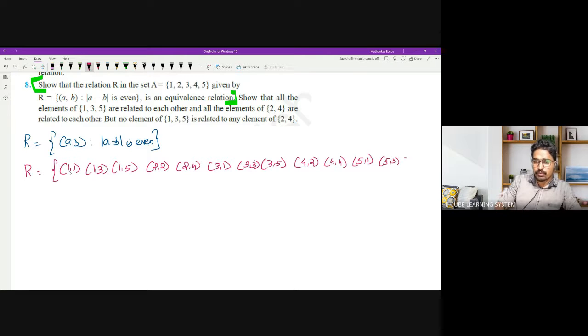When we consider 1 1, 1 minus 1 is 0, which is an even number. For 1 3, 1 minus 3 becomes negative 2. Since we are taking modulus, it will become positive 2. It's also an even number.